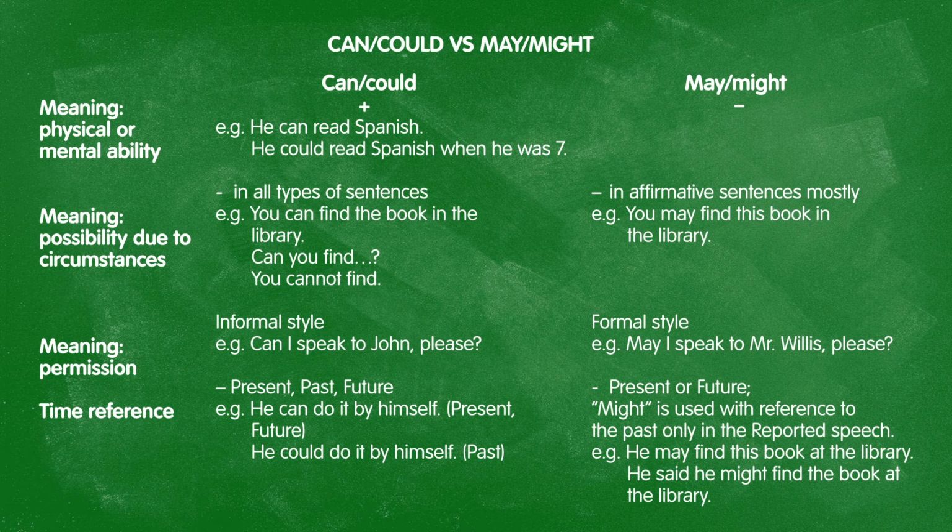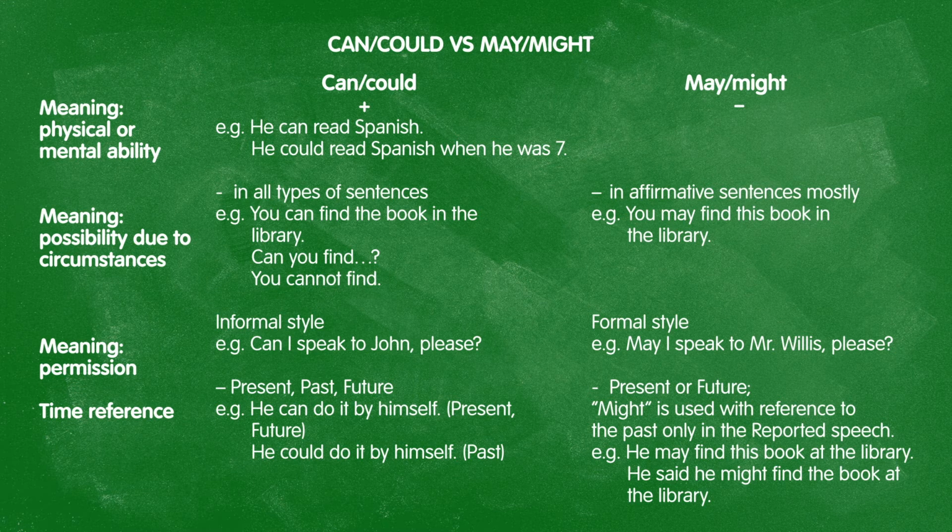Talking about permission, if you're speaking in an informal style, then can and could are both okay. For example, can I speak to John, please? But if you're speaking in a formal style or in a formal scenario, you need to use may or might. Like, may I speak to Mr. Willis, please?